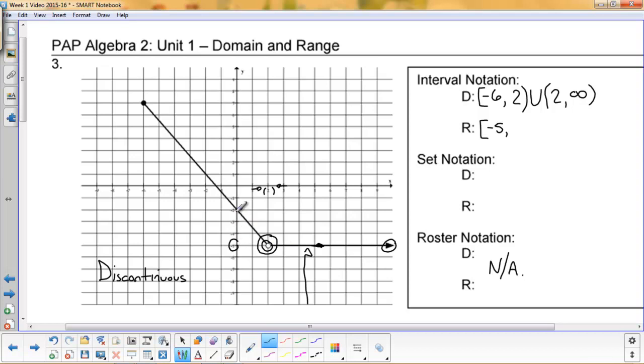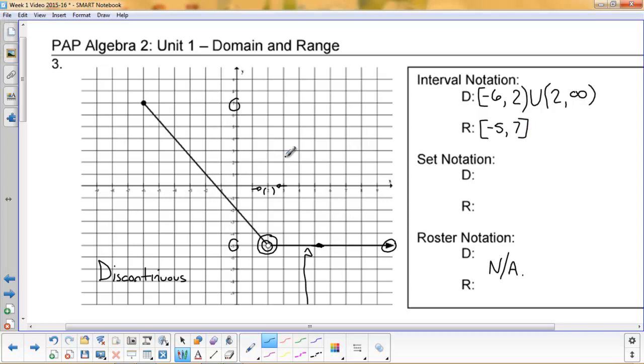I'm going to continue on my y value up and up and up, and I'm going to find the place where the graph stops. The graph stops at the number 7. Because that's a closed circle, it's included, so brackets.